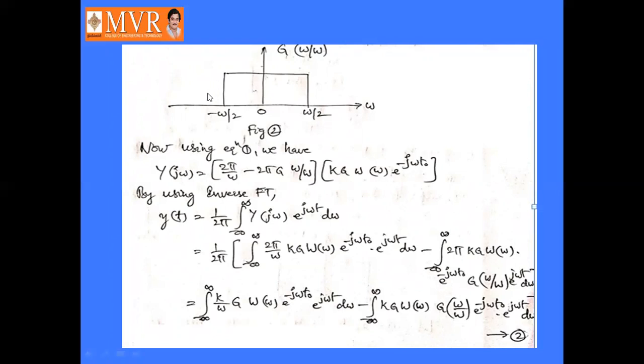But multiplying these two functions, it will become integral from minus infinity to infinity of k by omega into g of w of omega into e power minus j omega t naught into e power j omega t d omega, minus integral from minus infinity to infinity of k g into w of omega into g of omega by w into e power minus j omega t naught into e power minus j omega t d omega. This is equation number 2.